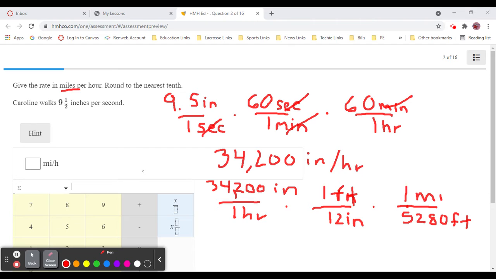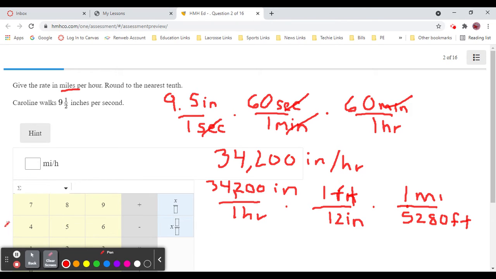34,200 divided by 12. You get 2,850. Now you're going to divide by 5,280. And you get 0.539 something. And of course, it says round to the nearest tenth. 0.5. That's my answer, 0.5.